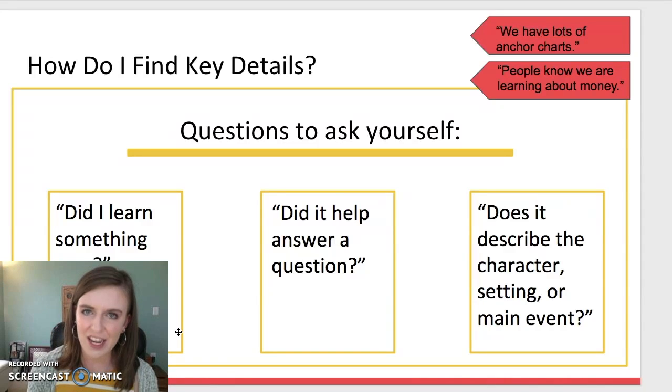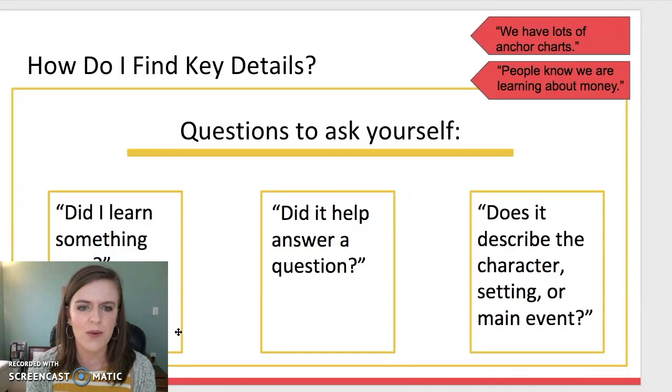Someone said we have a lot of anchor charts. So why is that a key detail? What does it do? Do people learn something new about us? Does it answer a question? Does it describe something?